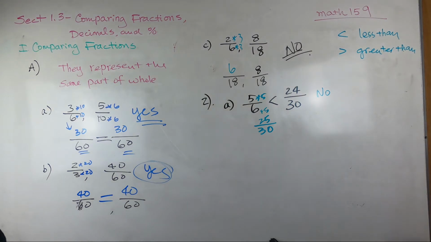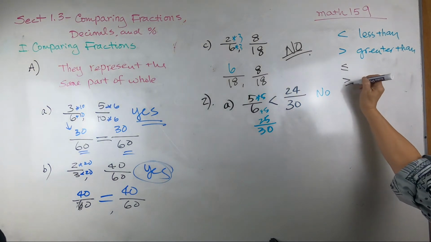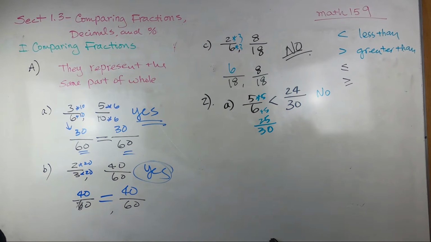Or you can put a line under the symbol. So this one would be what? Less than or equal to. This one would be greater than or equal to. Right?